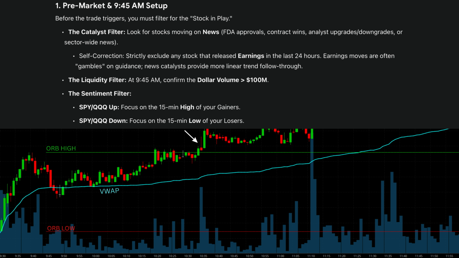The liquidity filter at 9:45 a.m. Confirm the dollar volume greater than $100 million. The sentiment filter. SPY/QQQ up. Focus on the 15-minute high of your gainers. SPY/QQQ down. Focus on the 15-minute low of your losers.